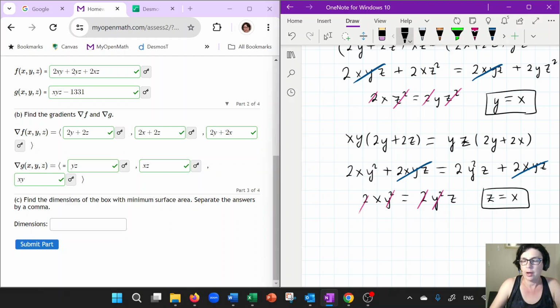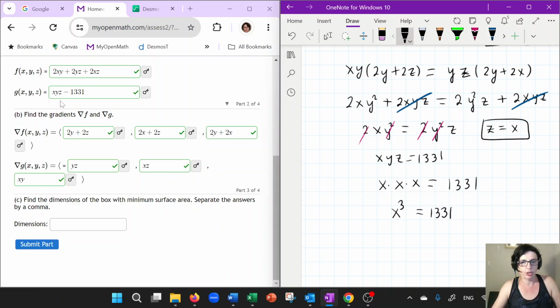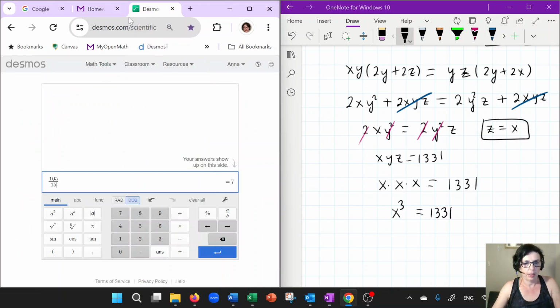Okay, wonderful. Now we also have to worry about the constraint. And what was the constraint? So never move on until you use the constraint. The constraint said that xyz has to be 1331. But we now know that y is x and z is x. So let's substitute that. So we get x multiplied by x multiplied by x. And that's really the same thing as x cubed. So that's 1331.